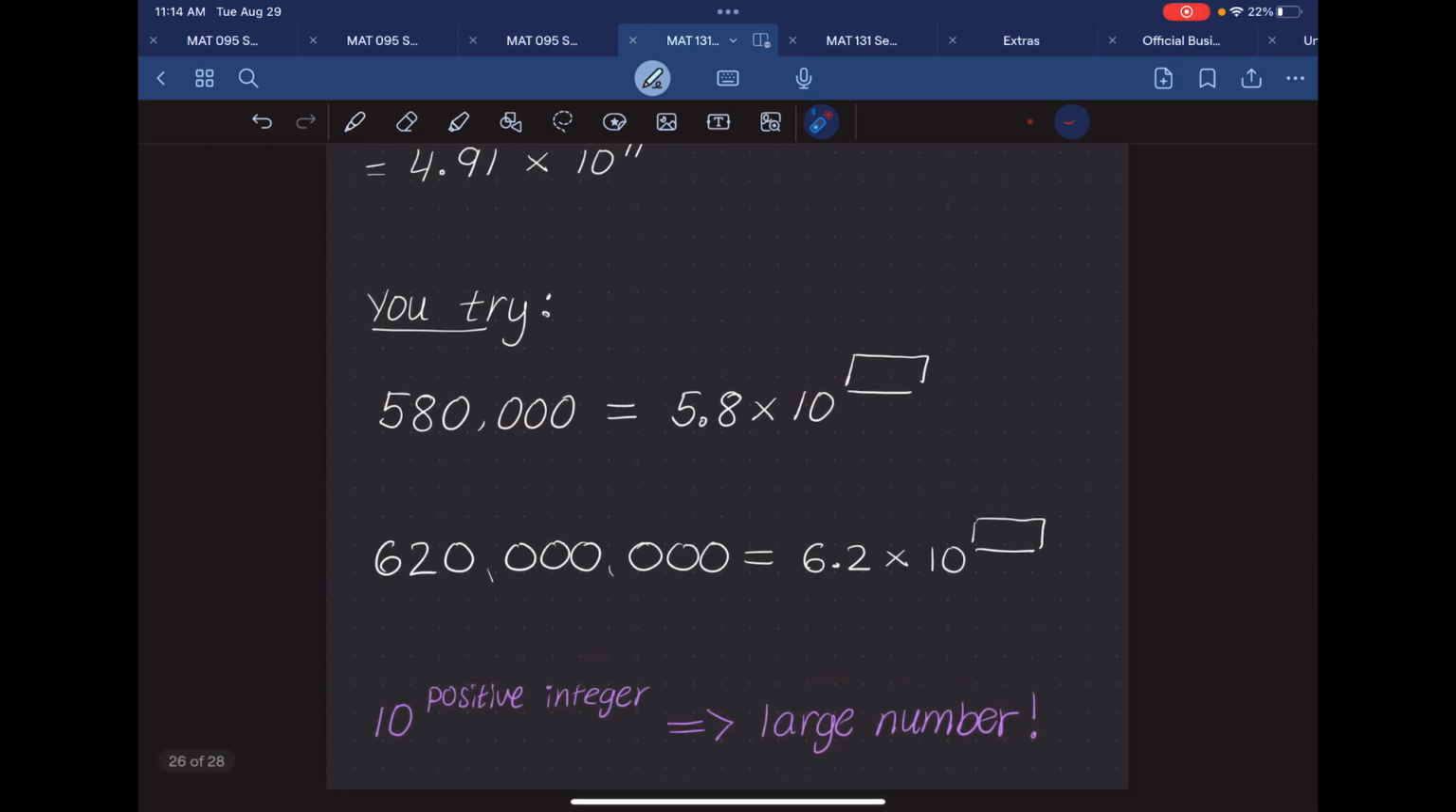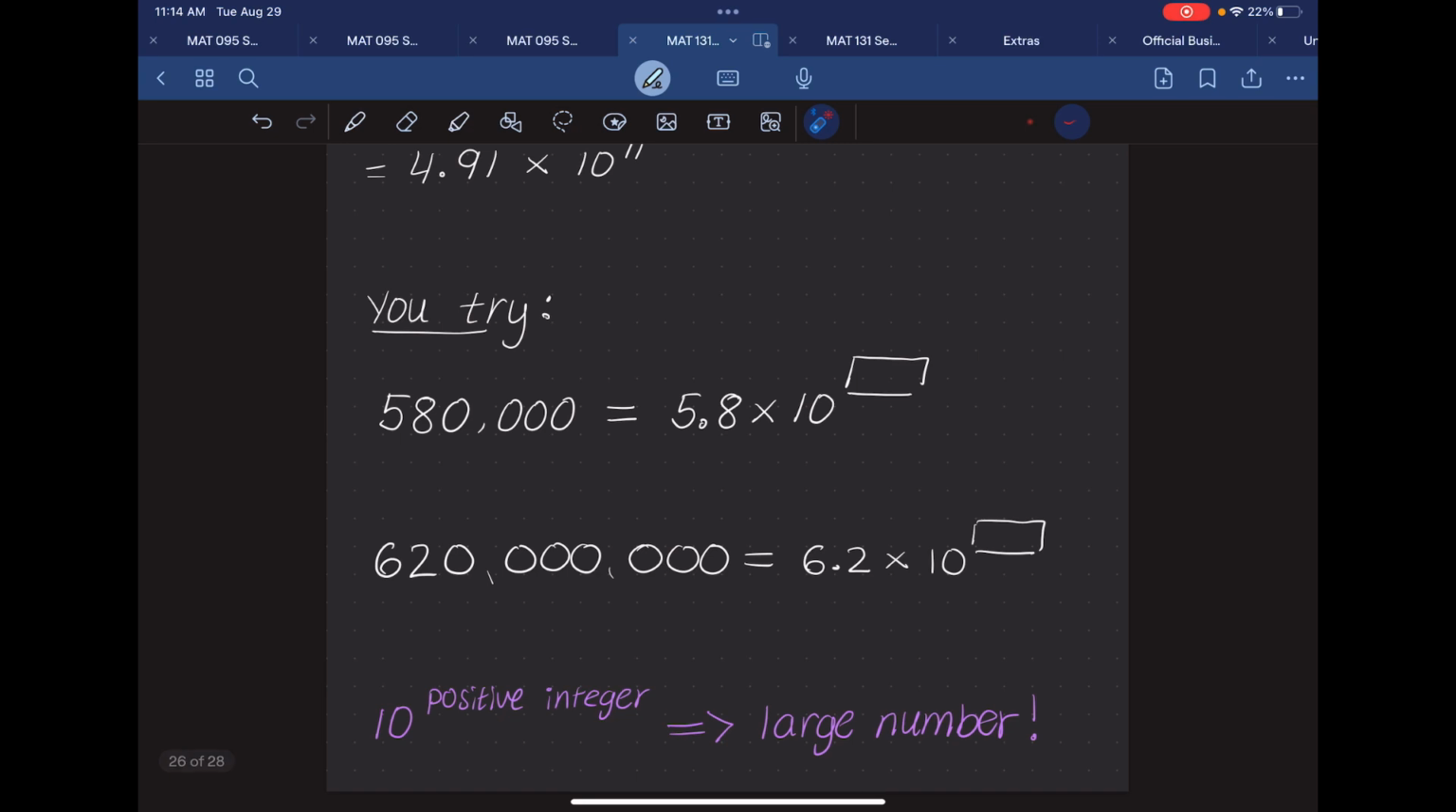Okay, so here are some examples. For this first one, we have 580,000. And right now, our decimal point is here. But I want to get the decimal point to where there's only one digit in front of it. So I want 5.8. Well, to get my decimal point from here to here, I'm going to scooch it over 1, 2, 3, 4, 5 places. So I can write this as 5.8 times 10 to the 5.